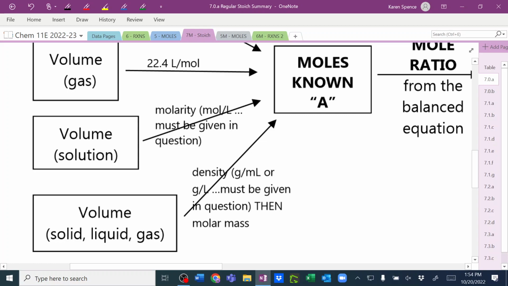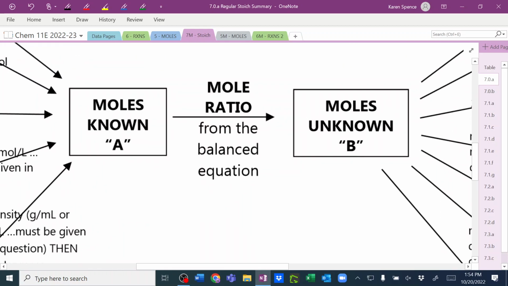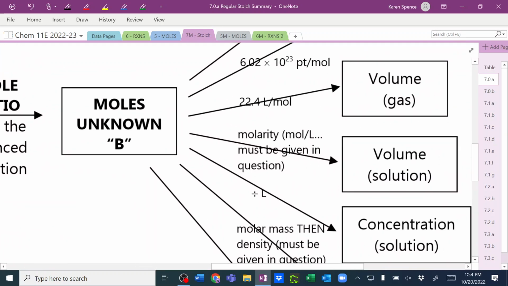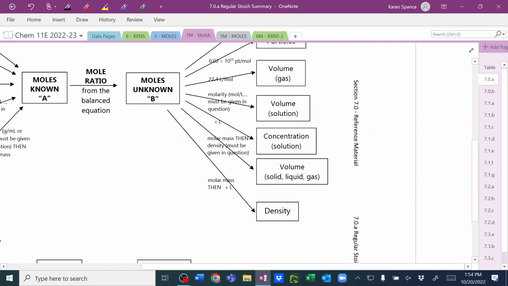And once you have found moles of substance A, did you guys understand what happened yesterday? You use the coefficients of the equation to go from moles of substance A to moles of substance B, and we call that the mole ratio. And then once you have moles of substance B, you can find anything you want: grams, particles, volume of a gas, volume of a solution, concentration of the solution, volume of the solid, liquid, or gas, or the density.